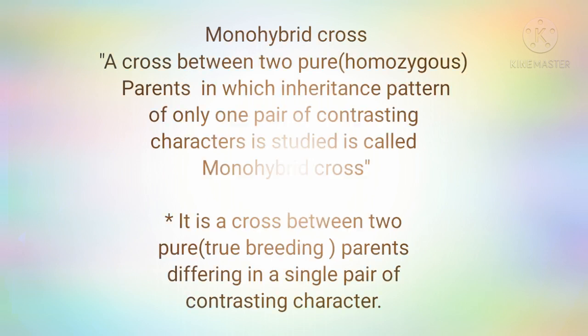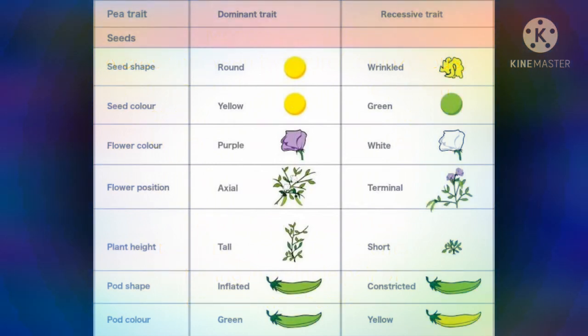Now, in short, the 7 pairs of contrasting characters that we had already learned in the previous lecture. First, seed shape: round, wrinkled. Seed color: yellow, green. Flower color: purple, white. Flower position: axial, terminal. Plant height: tall, short. Pod shape: inflated, constricted. And pod color: green and yellow. So these are the 7 pairs of contrasting characters. Whenever we cross a single pair of contrasting characters, it will be a monohybrid cross.